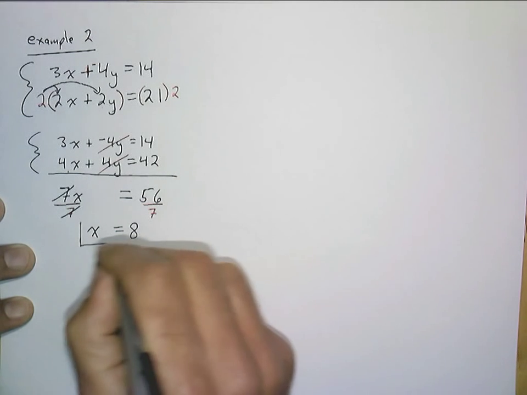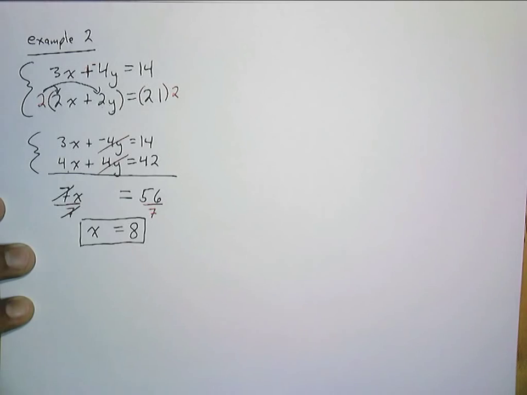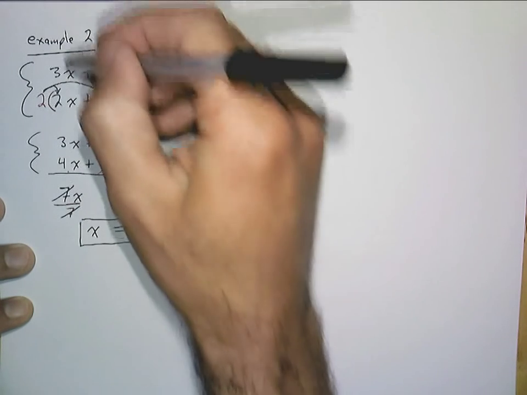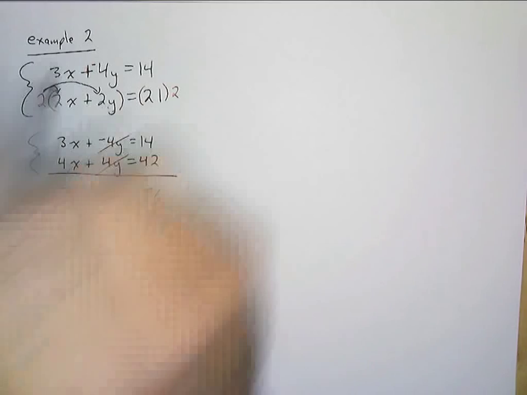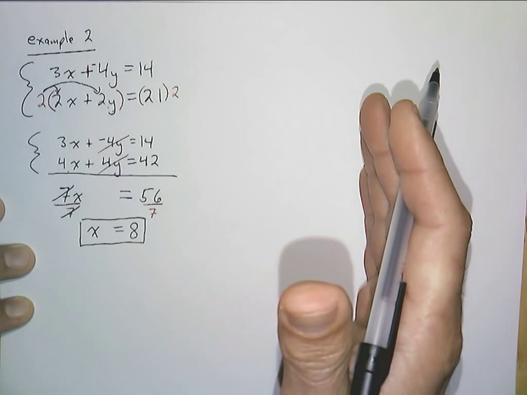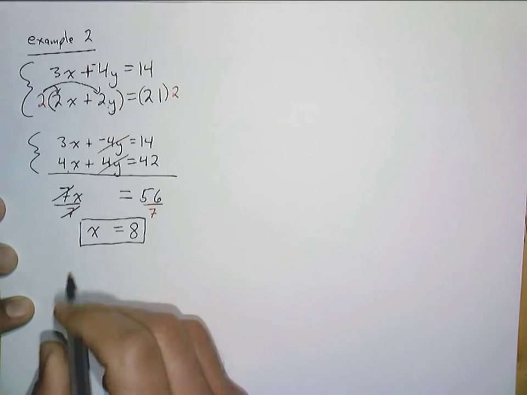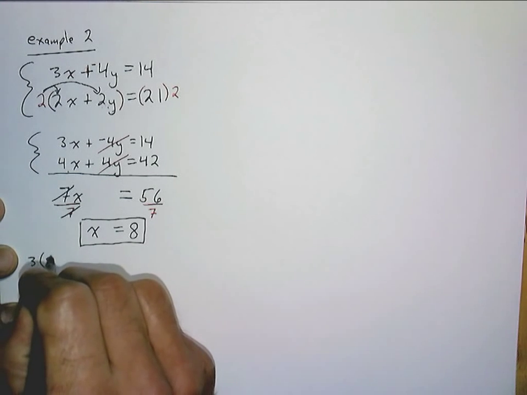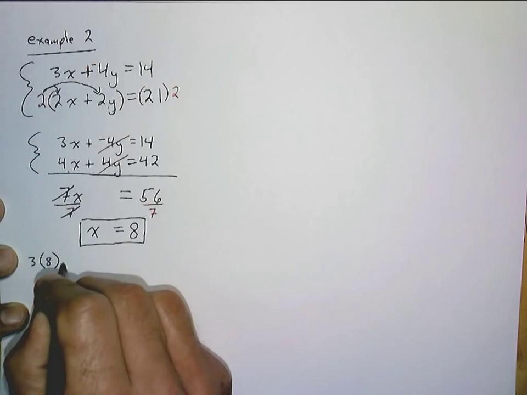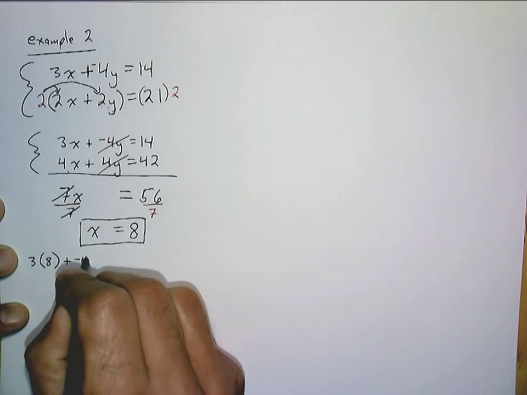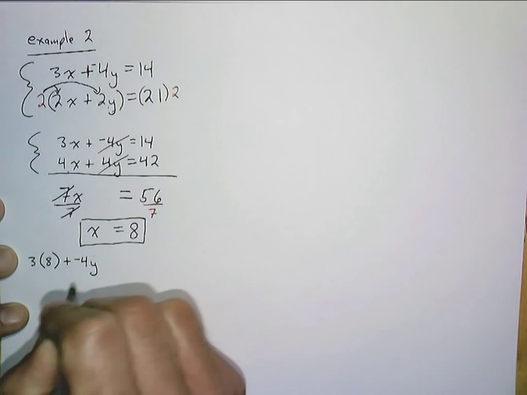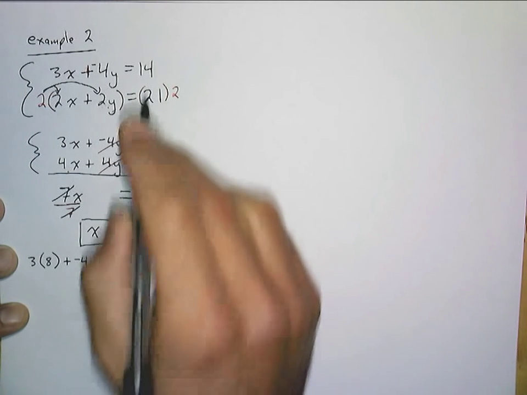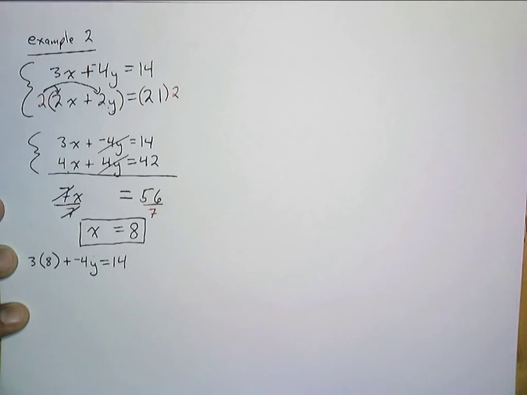So that's half of our solution. We're going to get the other half of our solution, meaning the y-coordinate, by plugging this value for x back into either equation up here. We're actually going to do both, just to make sure we did this correctly. So let's first plug it in the first equation. 3 times our x-coordinate, which is 8, plus negative 4 times y is equal to 14.